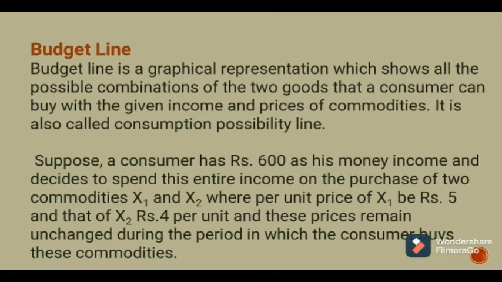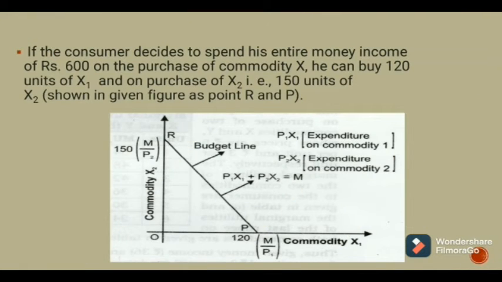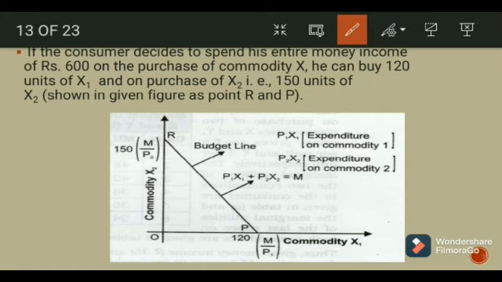Suppose a consumer has rupees 600 as his money income and decided to spend this entire income on purchasing two commodities, that is X1 and X2, where the per unit price of X1 is rupees 5 and that of X2 is rupees 4 per unit, and these prices remain unchanged during the period in which the consumer buys these commodities. Let us see how we can derive the budget line. If the consumer decides to spend his entire money income of rupees 600 on commodity X1, he buys 120 units of X1, and on purchasing X2, 150 units of X2.